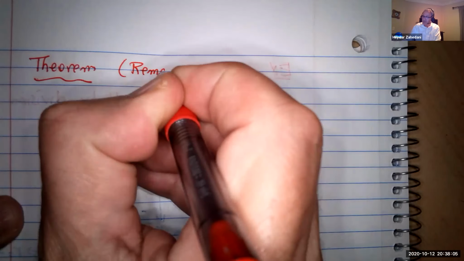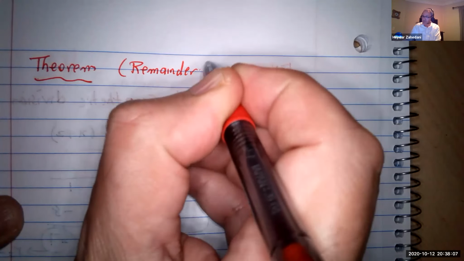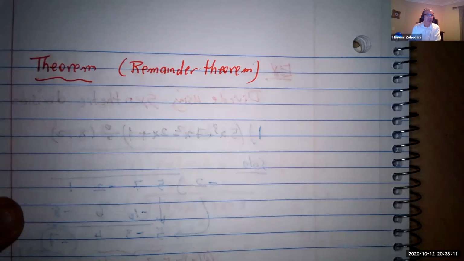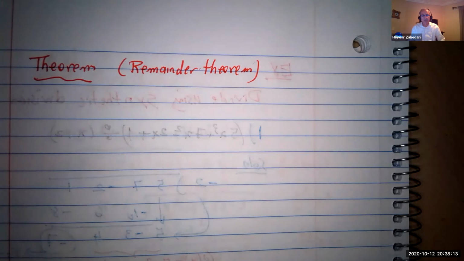Both of them are just one theorem really. Some people like to call this one the remainder theorem. It's not a theorem really. Remainder theorem means if you divide, you can find the remainder.